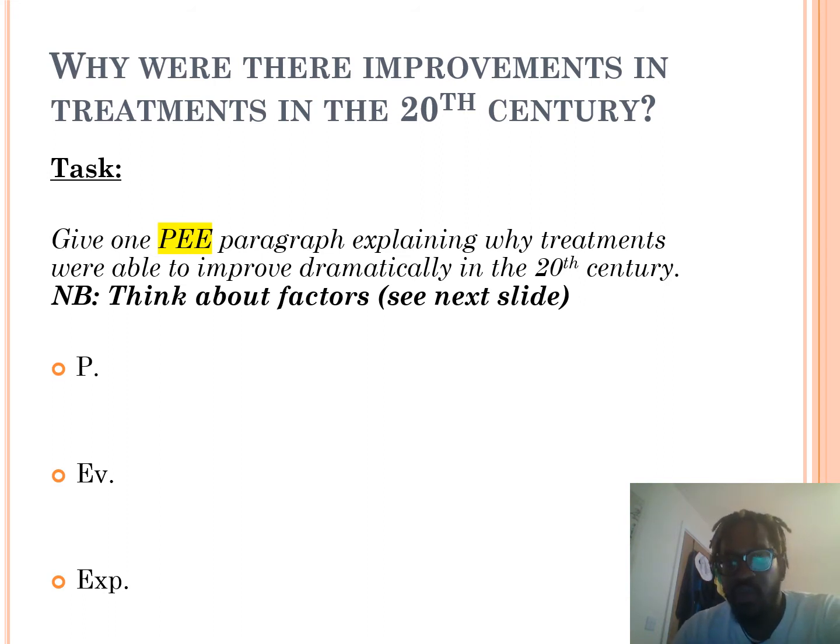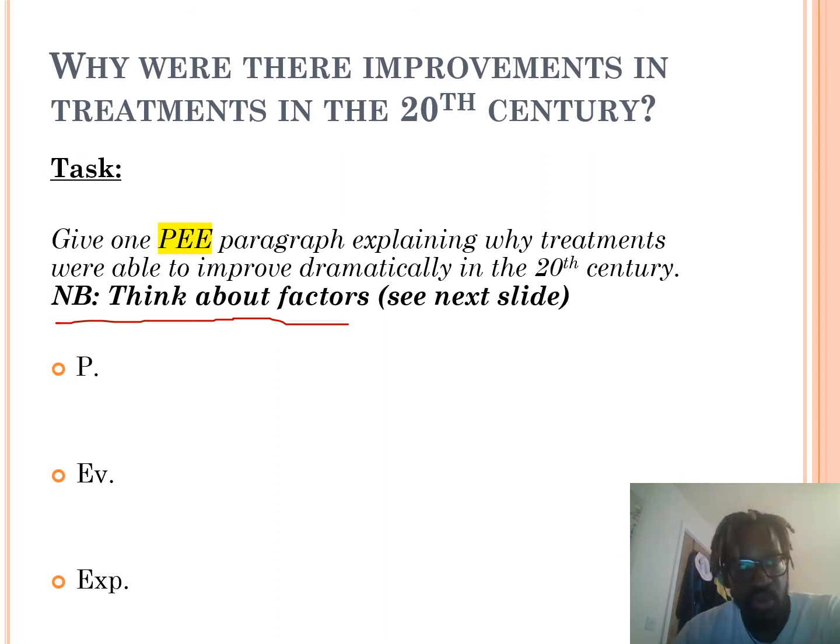And it relates to factors, which is why I've put a note or reminder. I've said think about factors. Remember what our factors are: science, technology, attitudes in society, government, religion, church, etc. Think about those factors, which are all on the next slide, and then pick one, and use that to explain why there were improvements in treatments in the 20th century.